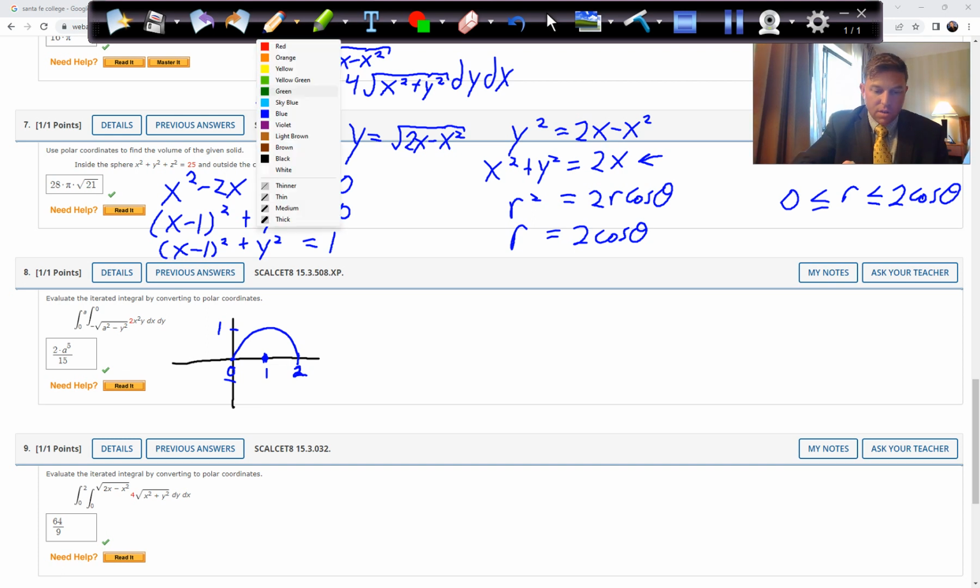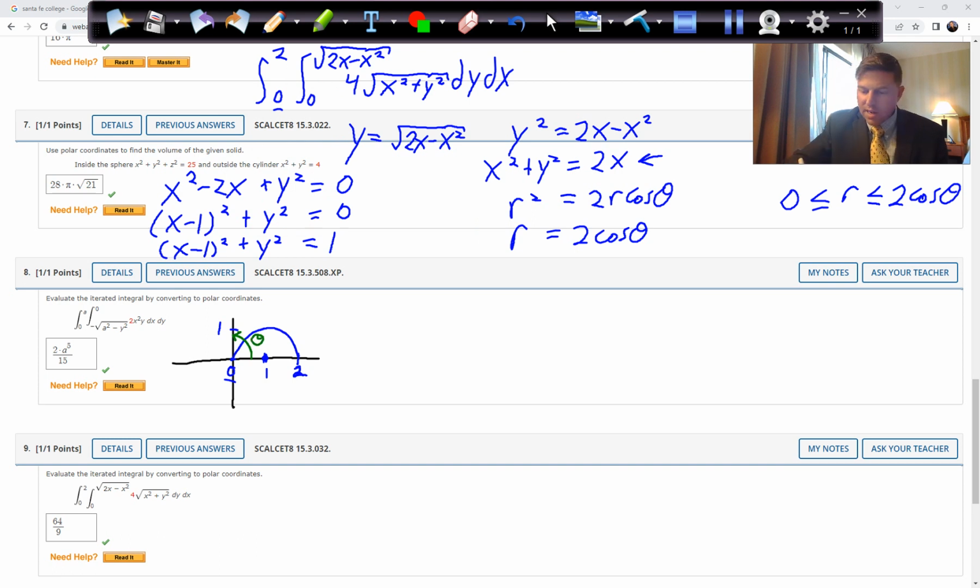And so to see theta, it's going to go from the x-axis only to here. That's all you need to capture this entire shape. So theta is actually going to be bound by, we saw this before, 0 to pi over 2. Okay, and with that information now, we can set up this antiderivative. It's going to go from 0 to pi over 2, and from 0 to 2 cosine theta.